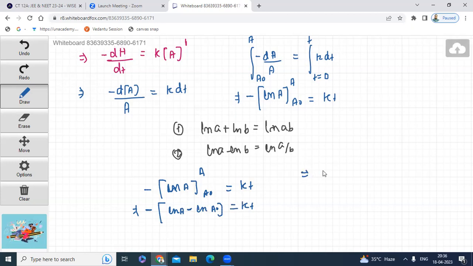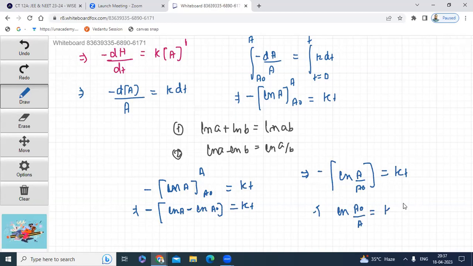So the result will be minus ln of A divided by A naught is equal to K into T. If we multiply by the minus, we get the result that ln A naught by A is equal to K into T. This is your result. You must have studied in mathematics that log x to the power n is written as n into log x.